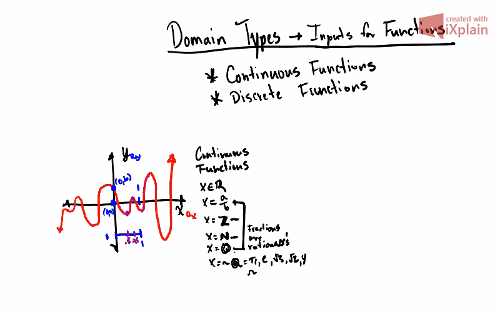So that's what a continuous function is. Discrete functions, on the other hand, are not continuous. They are discrete, meaning they change from one value to the next. So let's say here I've got x value 1.